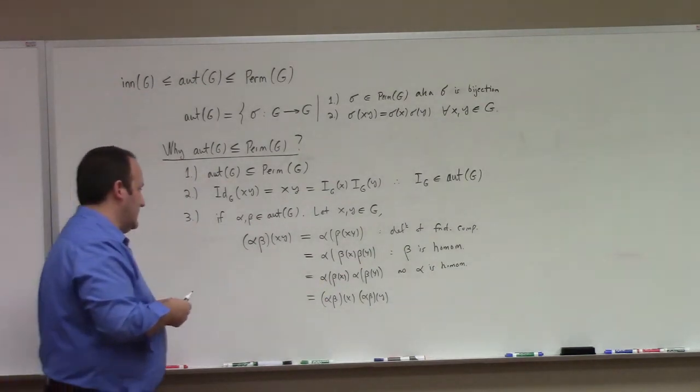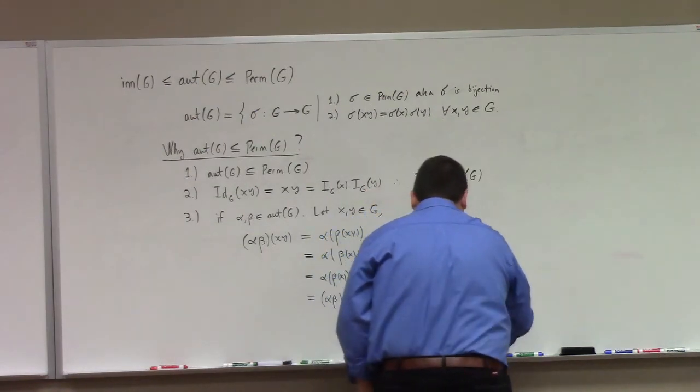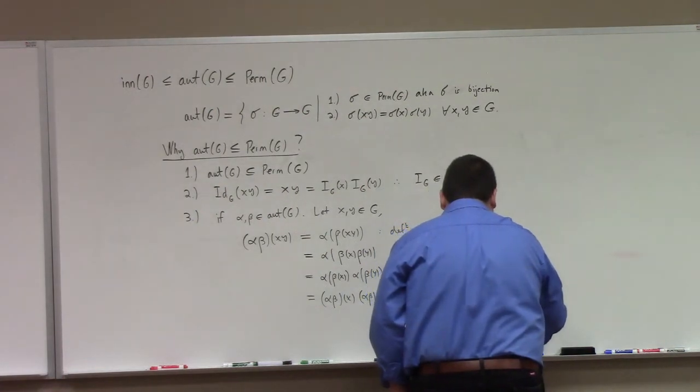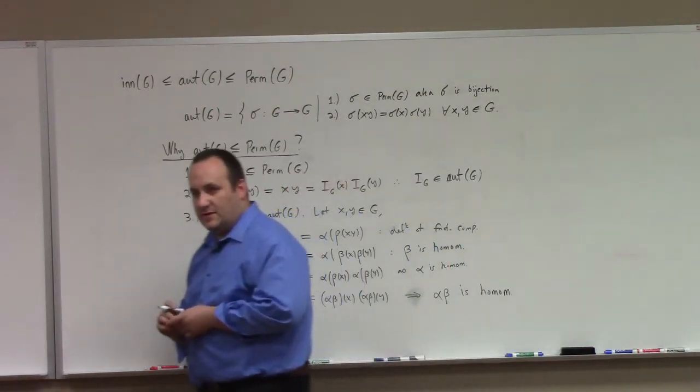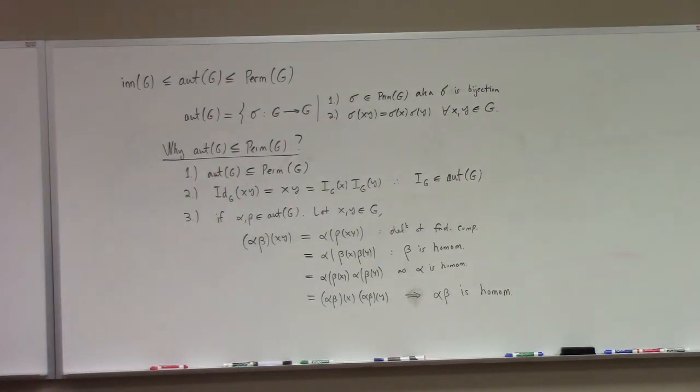So what does this show us? Let me just emphasize here. This implies then that alpha beta is a homomorphism. But what else do we know? The composition of bijections, by chapter 0, is a bijection. So alpha beta is a bijective homomorphism. Consequently, alpha beta is an automorphism.